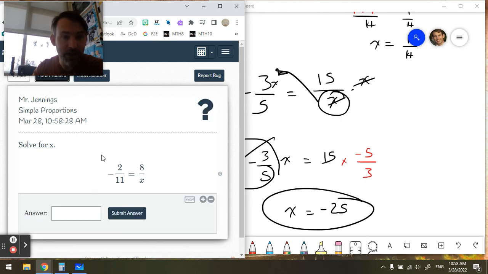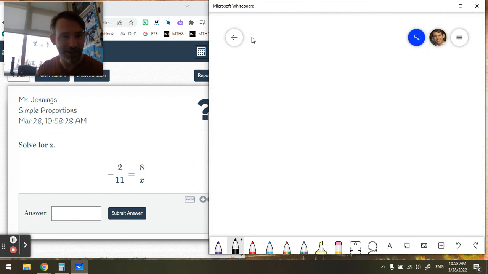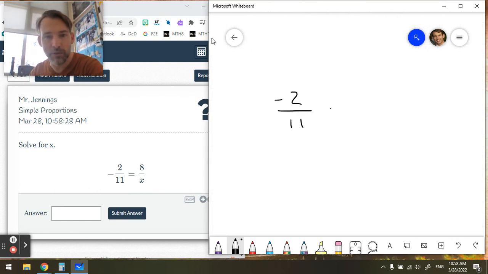Another strategy with these is to flip both sides of the equation. Okay. This is another trick. You got this far in the video, you want a trick. So here's your trick. Negative 2 over 11 equals 8 over x. Flip both sides of the equation.